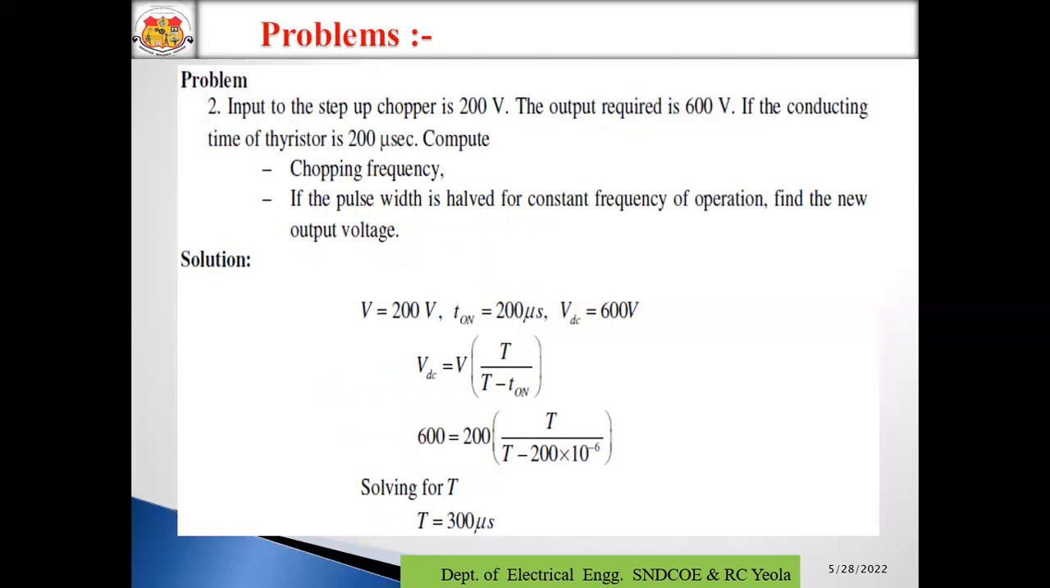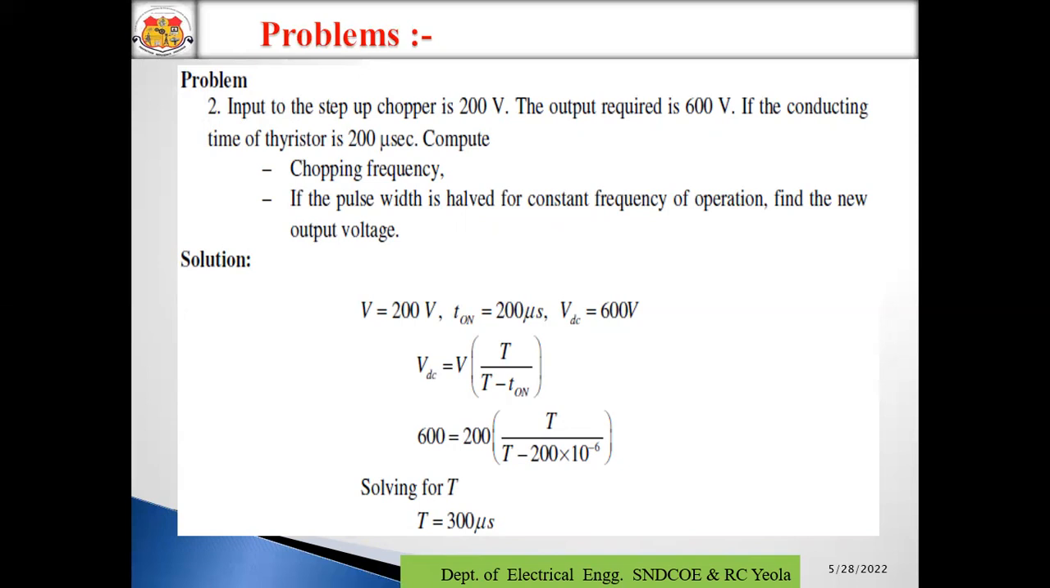Now the second problem. The input to the step up chopper is 200 volt and the output required is 600 volt. If the conducting time of the thyristor is 200 microsecond, compute the chopping frequency. If the pulse width is halved for constant frequency of operation, find the new output voltage. Now we will give the solution.